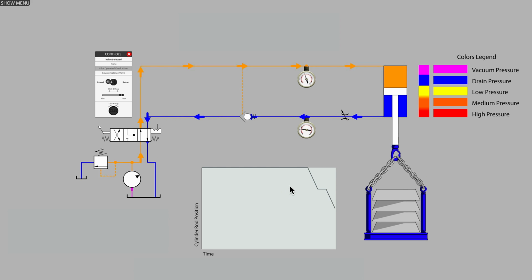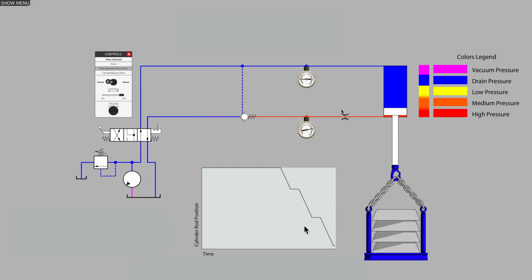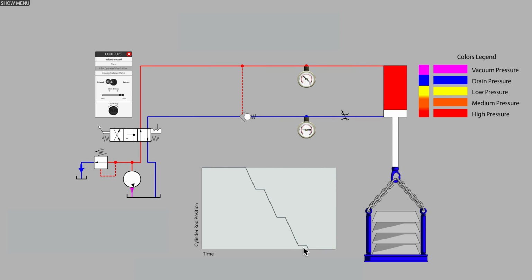The check valve opened and slammed shut several times during the lowering of the load, creating a very uneven cylinder motion. The time period between open and shut events will be longer for large hydraulic systems or lighter loads, and shorter for heavier loads or for smaller systems.